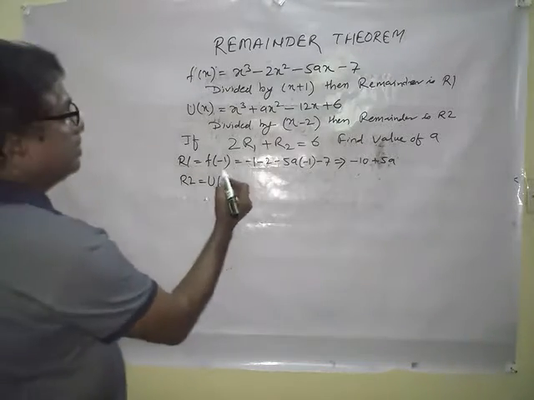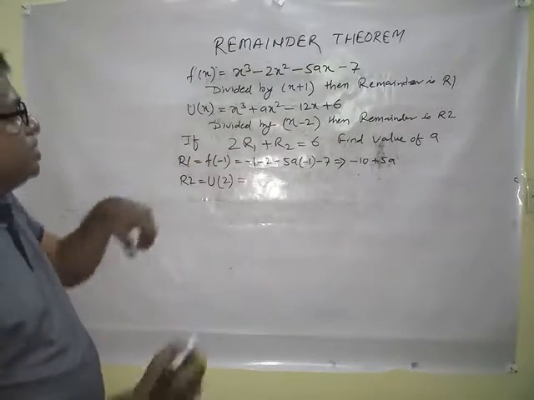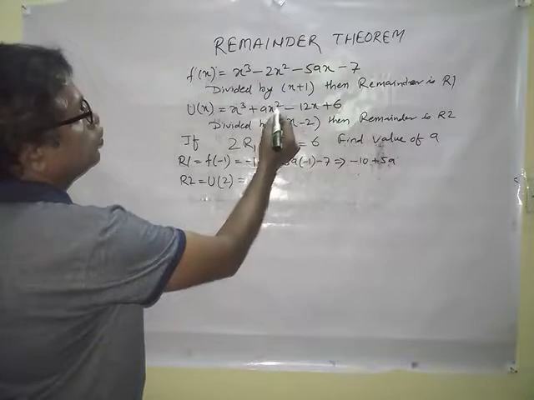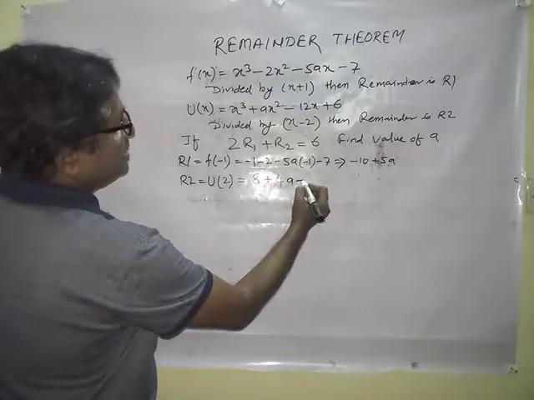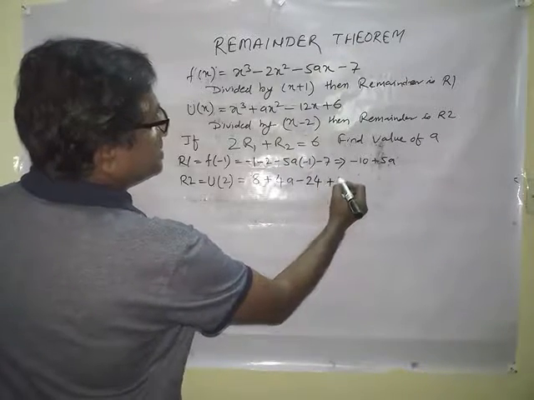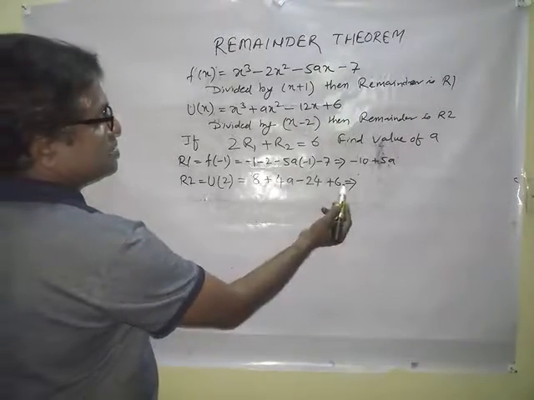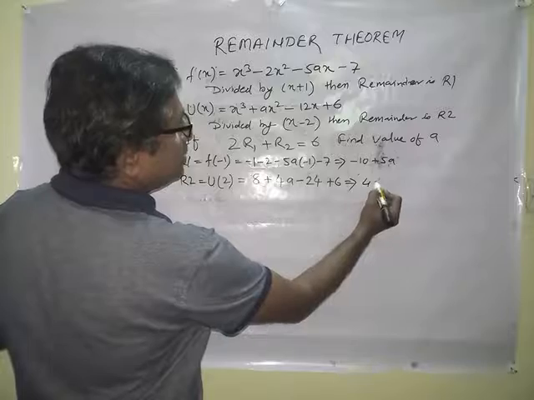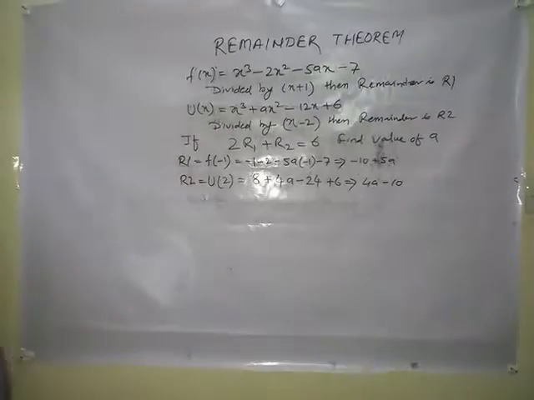Here I am putting the value of 2. So if you put the value of 2 here, 2 cube is 8 plus 2 square 4, 4a will remain the same, minus 2 into 12, 24 plus 6. Then on solving this, 6 minus 18 plus 8 minus 10, 4a minus 10. This is the value of R2 and R1.